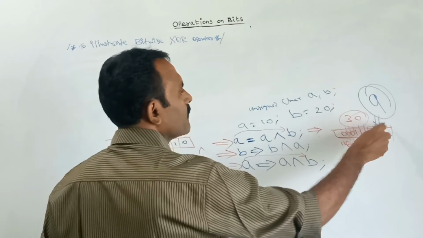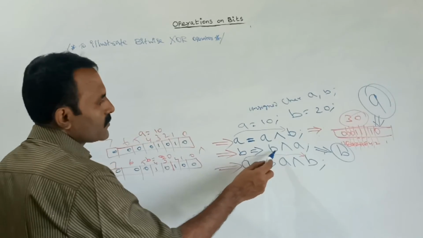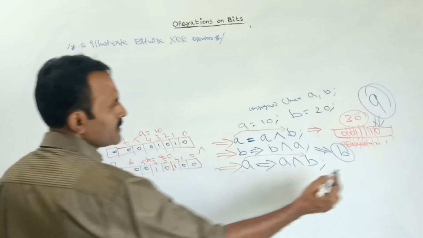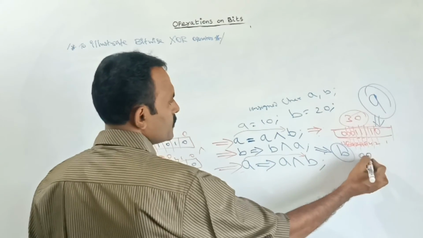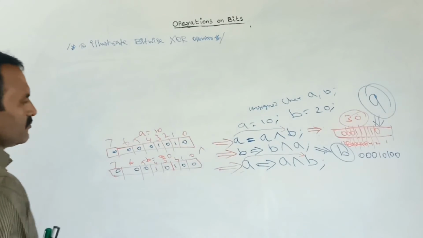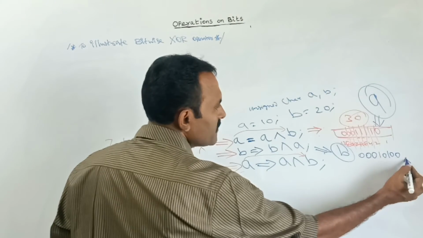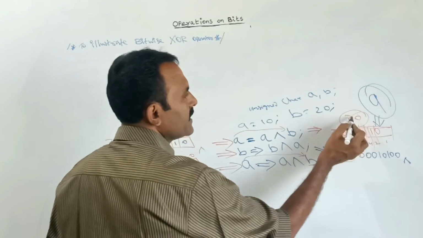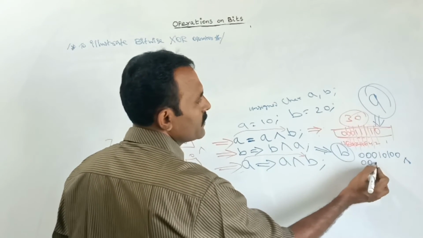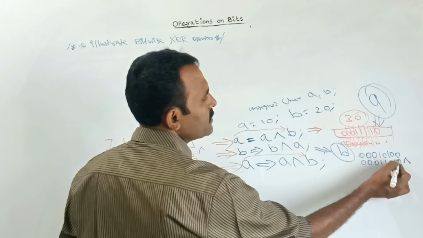In this step, B is equal to B XOR with A. This is the binary value of B. Now this B is XORed with A. What is the A value? Currently the A value is 30. That is, this is the binary value 0, 0, 0, 1, 1, 1, 1 and 0.